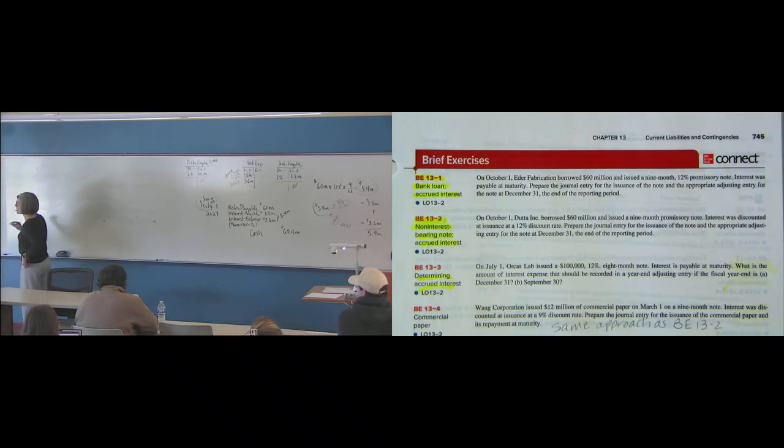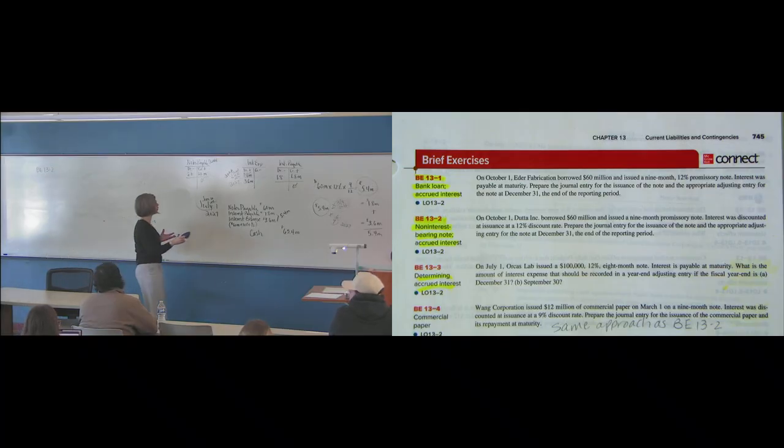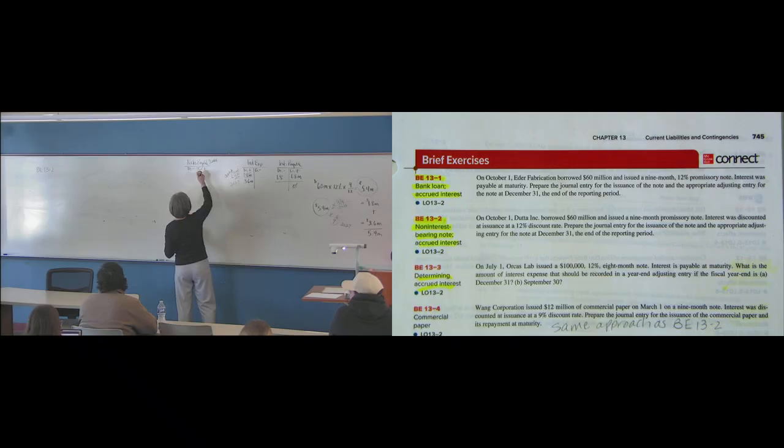All right, so brief exercise 2. October 1st, Dutta Inc. borrowed $60 million and issued a 9-month note. Interest was discounted at a rate of 12%. Prepare the journal entry for the issuance of the note and the appropriate adjusting entry at December 31st. So really it's just a modification of this first one that we did, but a little bit of a different financing arrangement with the bank, that's all. Instead of them giving us all 60 million, we're going to get less at the onset. Why is that the case? Because this is a discounted note.